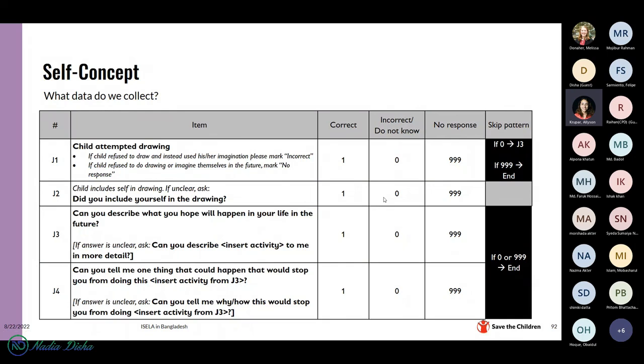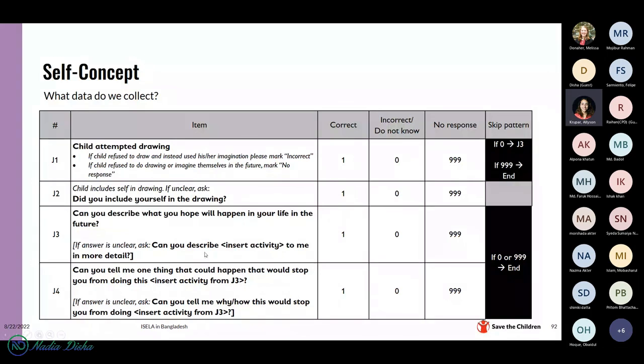And then we identify whether or not they include themselves in the drawing. So sometimes they'll draw something that's not relevant. But again, we're not assessing their drawing capabilities here. We're just marking whether or not they've included themselves in the drawing. The questions in the self-concept domain that we actually use for the scoring start with: can you describe what you hope will happen in your life in the future? So basically asking them to describe what they've drawn, if they decided to draw. They might not draw at all, and that's entirely fine.